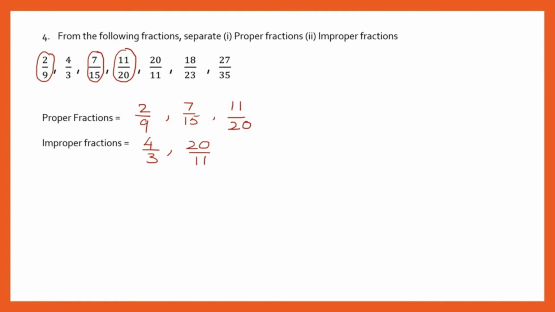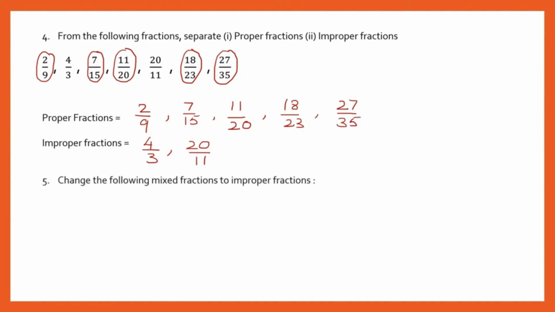The next one, 18 by 23. The numerator is less than the denominator. So that is a proper fraction. The last one, 27 by 35. Here also we see that the numerator is less than the denominator. So that is a proper fraction. So we have separated the proper fractions and the improper fractions.